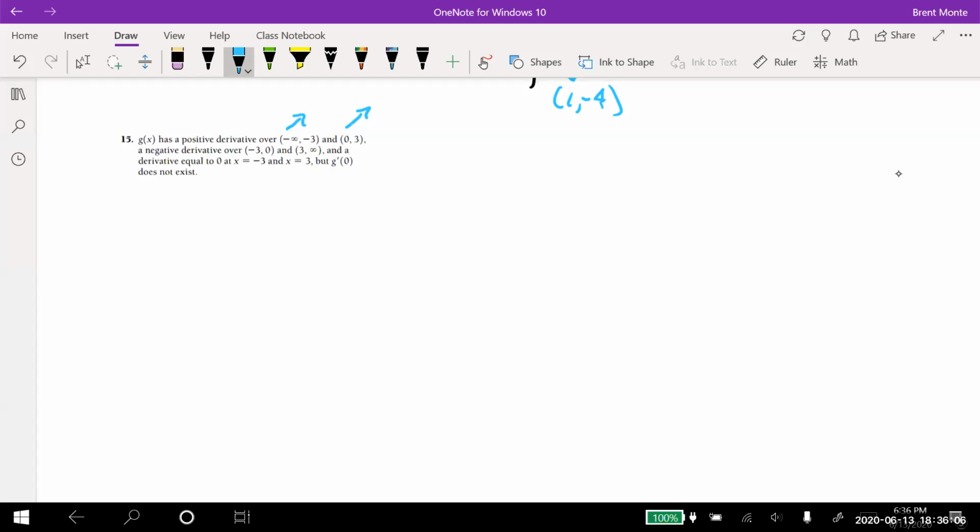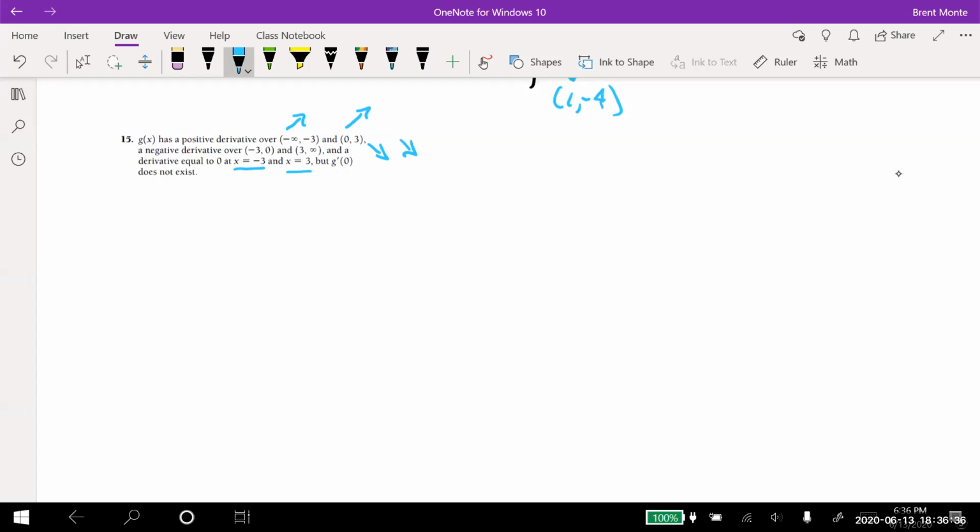And a negative derivative over -3 to 0 and 3 to infinity. So it's going down in each of those. The derivative is equal to 0 at x equals -3. That means it has a nice rounded value. The tangent line, well, I'll leave that horizontal line there. That's what the tangent line is going to look like. So it's got a derivative equal to 0 at x equals -3 and at x equals +3.